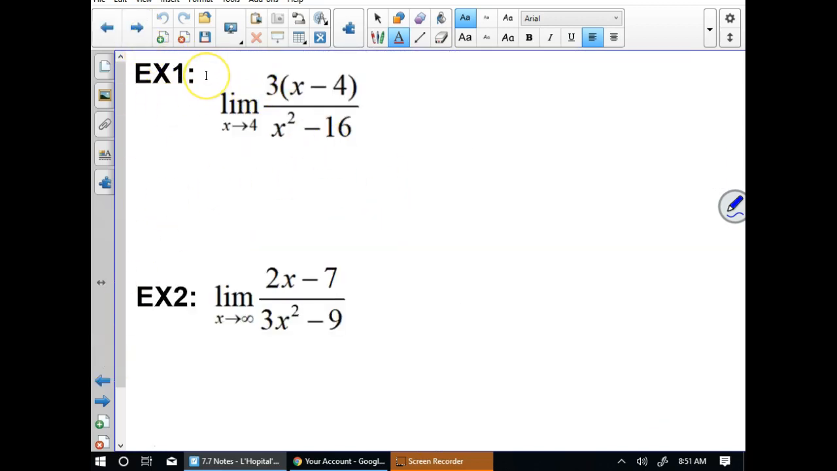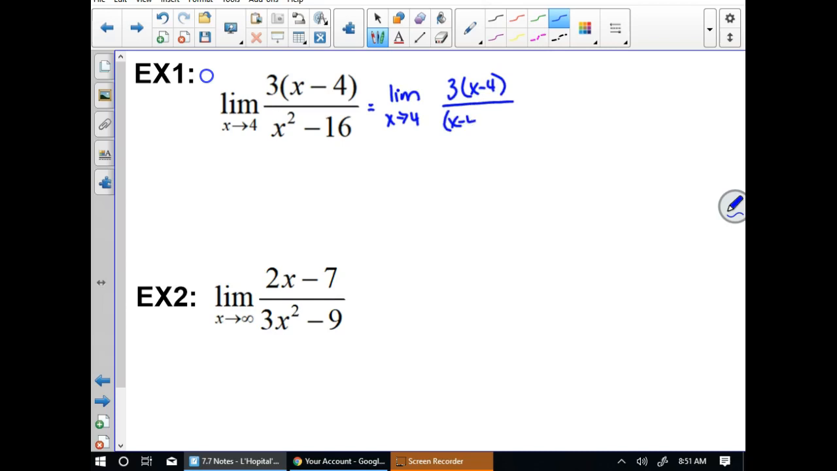Like number 1, I'm going to do both ways that you could do this problem. In the past, we would have done the limit as x approaches 4 of 3 times x minus 4 on the top. We would factor the bottom, x minus 4 times x plus 4, and we would cancel those x minus 4s. So we'd be looking at the limit as x approaches 4 of 3 over x plus 4. And then we would just plug in the 4. So we'd get 3 over 4 plus 4, or 3/8.